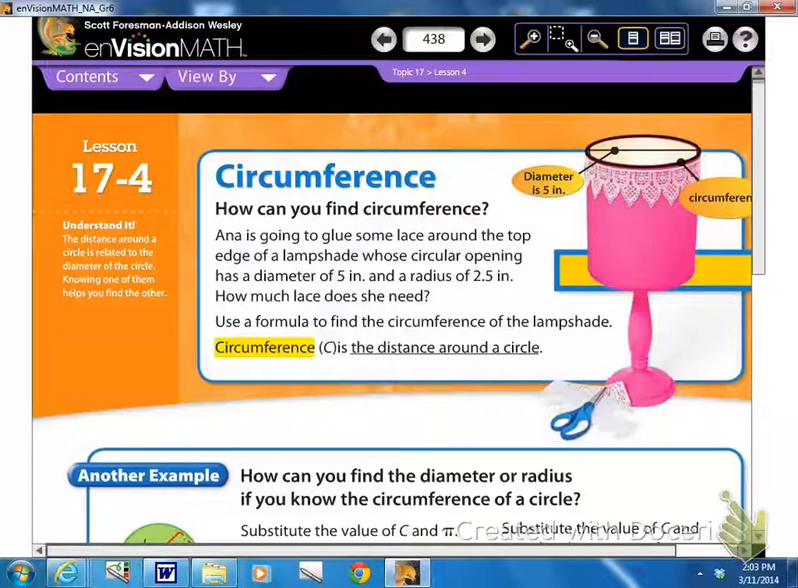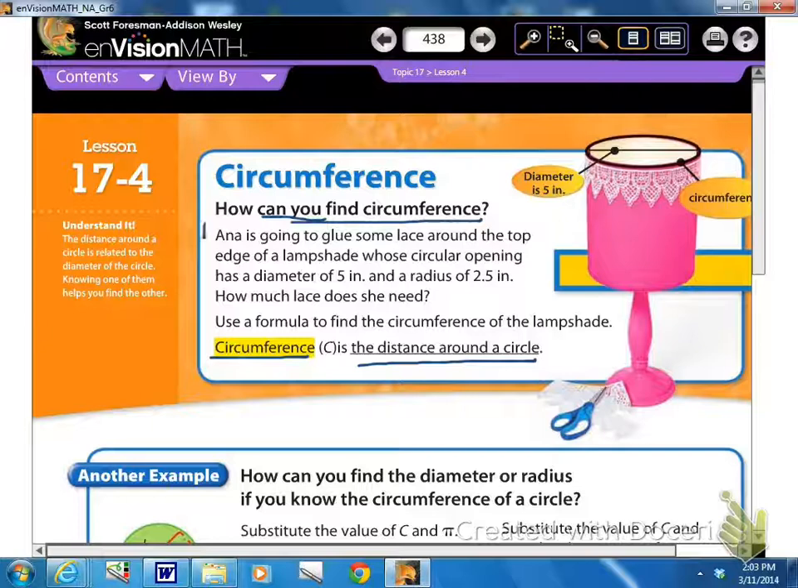Alright, we're looking at lesson 17-4 on page 438 today, all about circumference. So we want to figure out, how can you find the circumference of a circle? Well, it's obviously important to know what circumference is, so make sure you get this down. Circumference is the distance around a circle. So basically it's like the perimeter of a circle.